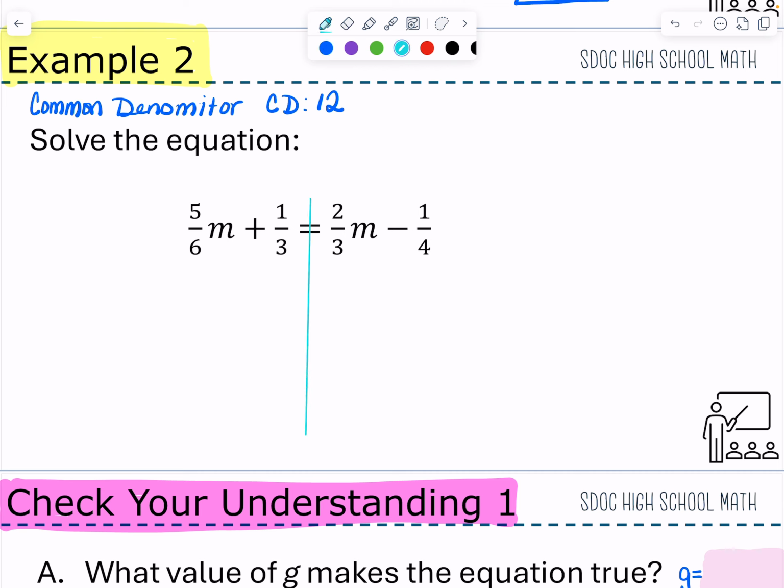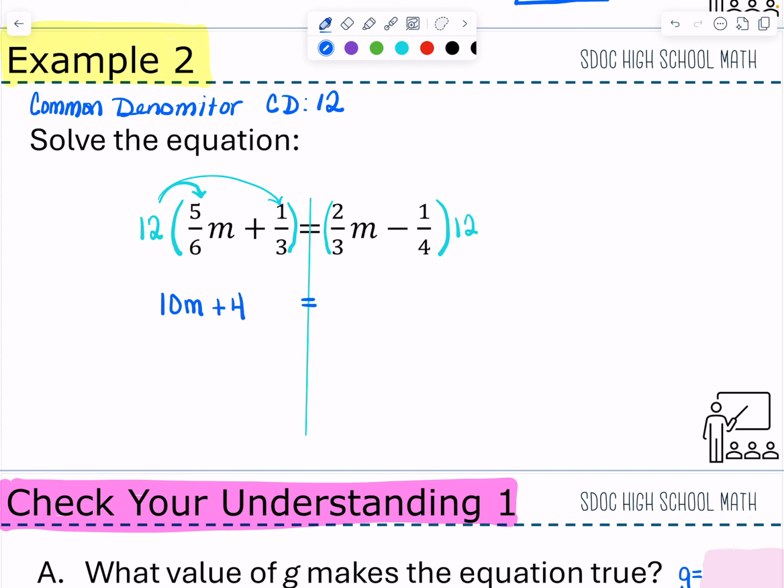So I'm going to multiply the left side of the equation by the common denominator, and I'm going to multiply the right side of the equation by the common denominator. So we're going to have to do some distribution here. We're going to do 12 times 5/6 m. 12 times 5 is 60. 60 divided by 6 gives me 10m. Then I have 12 times 1/3. 12 times 1 is 12, divided by 3 gives me positive 4.